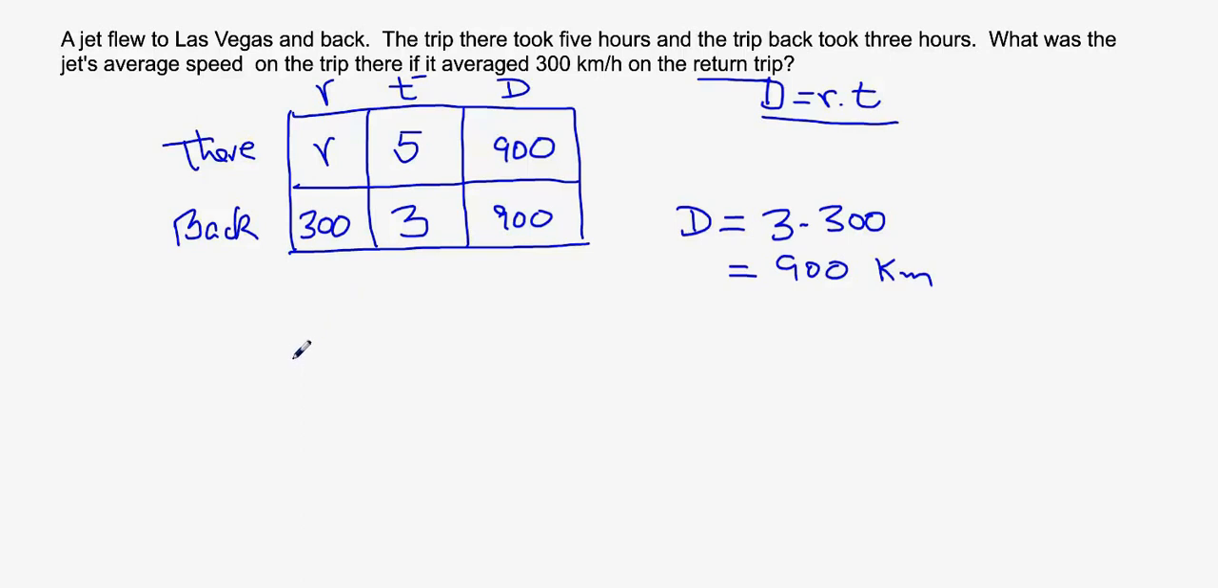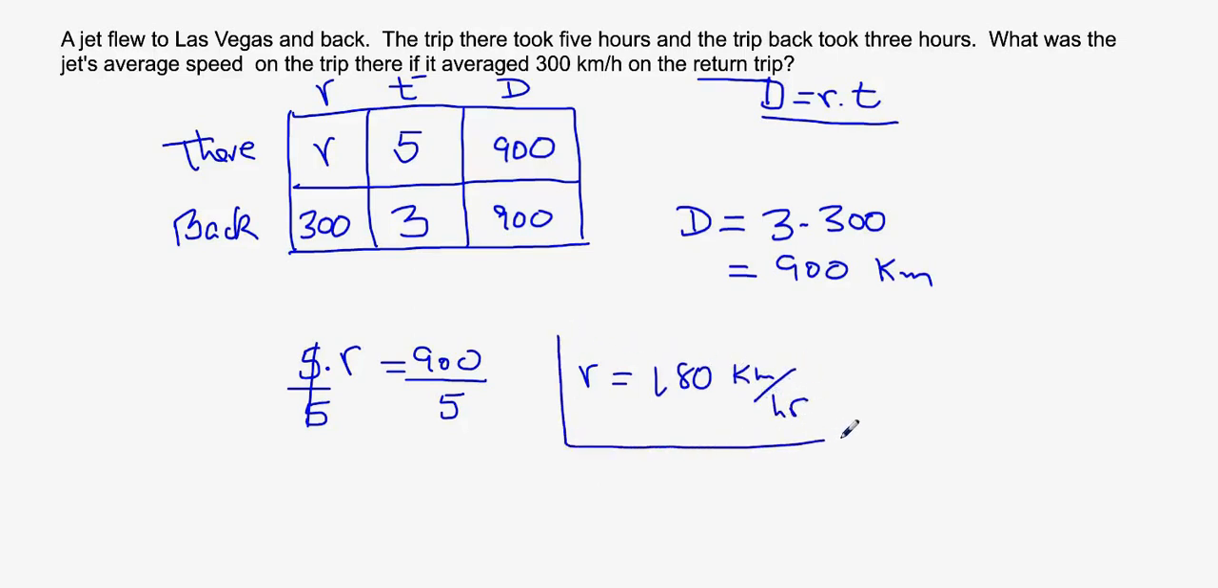So we're going to put in 5 times the rate is equal to 900, and divide both sides by 5. Clearly gives us the rate is equal to 5 goes into 900 180 times, or 180 kilometers per hour. Very straightforward. The thing is, you just have to learn how to read the question. I can't emphasize that enough.